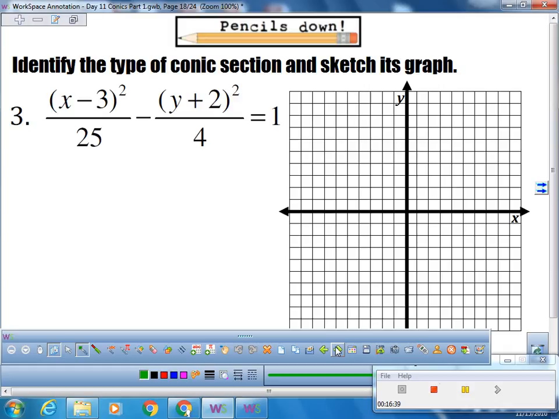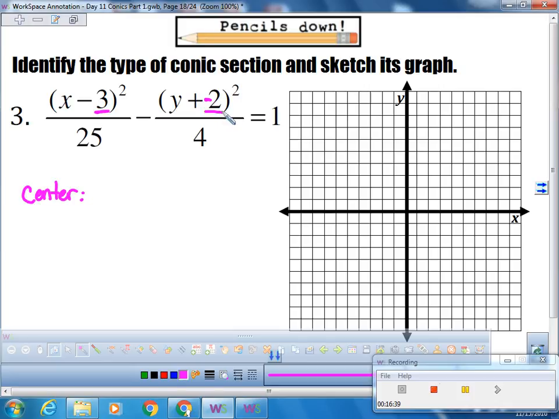Okay, so this is definitely a hyperbola. I know it's a hyperbola because I have a negative sign right here. So the first thing I'm going to do is make sure I find my center. My center is right here. It's 3, but it's going to be -2. So my center is at 3, -2. So I go over 1, 2, 3, -2.